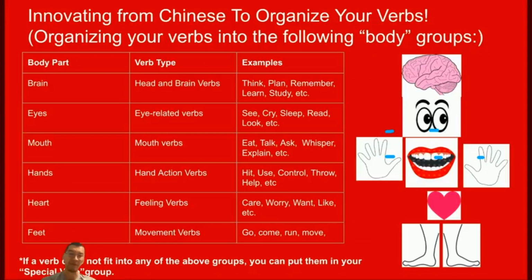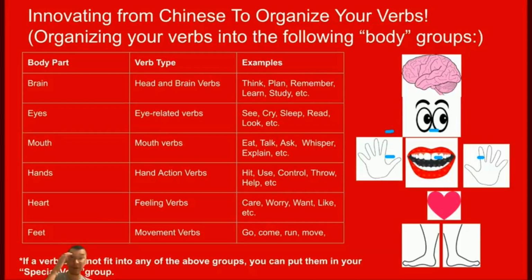Okay, in this table, I've basically taken the Chinese language and I've applied it to my own language learning as it applies to verbs, specifically how to organize verbs. So basically, I believe that you can organize your verbs into the following body groups. So there are 6. On the left side, you see the body part. In the middle, you see the verb type. And then I give you some examples. So the body part of the brain, the eyes, the mouth, the hands, the heart, and the feet.